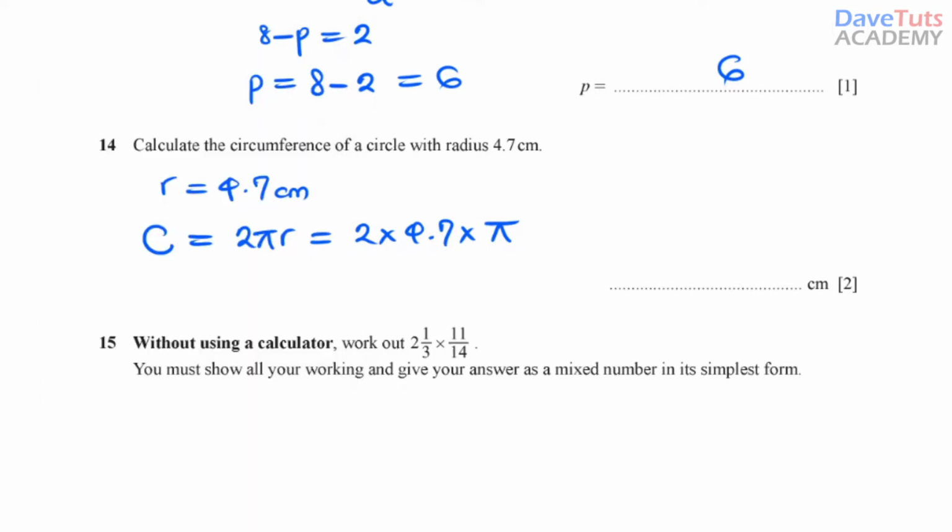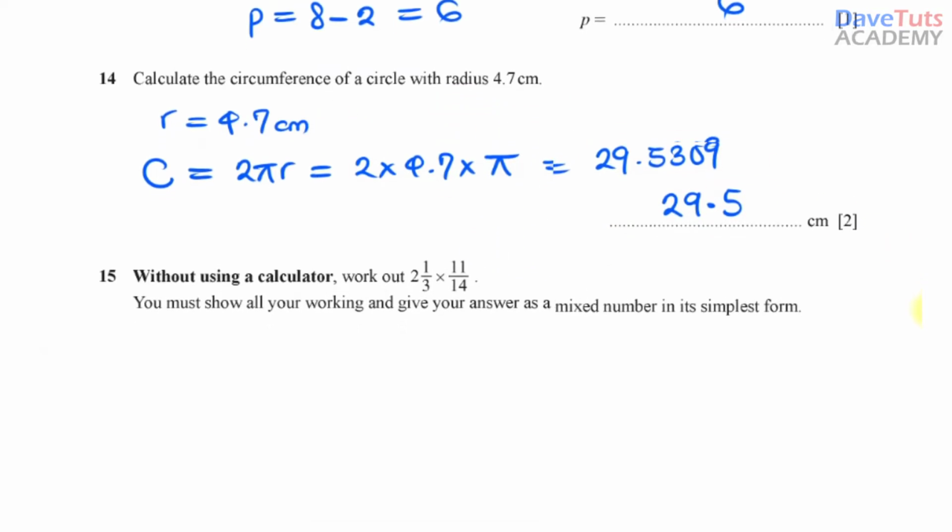29.5309. But we have been told to just leave our answers to 3 significant figures. So I say it's just 29.5 centimeters as the circumference of this circle with radius 4.7 centimeters.